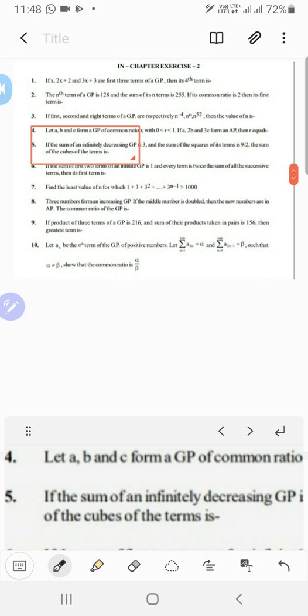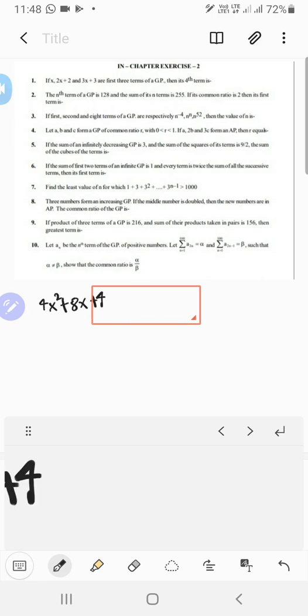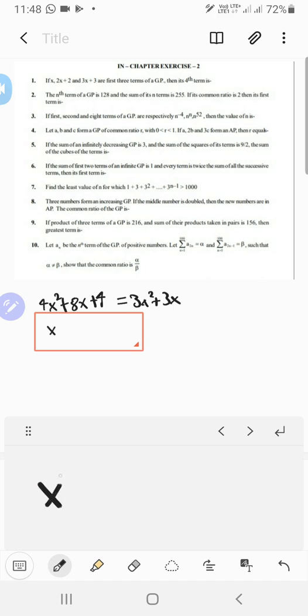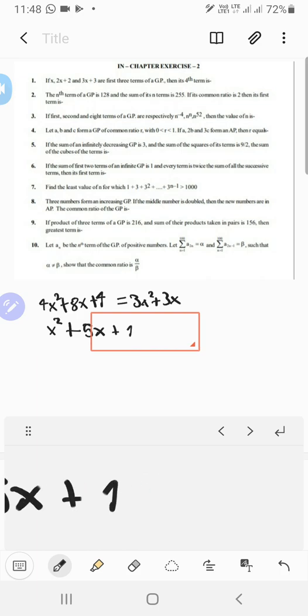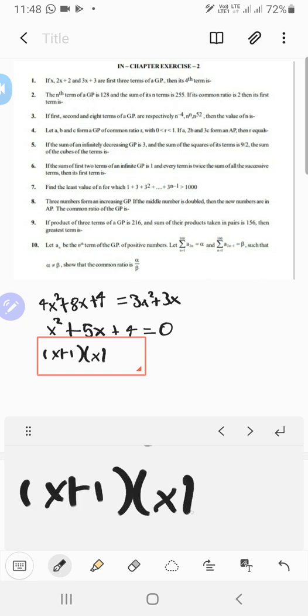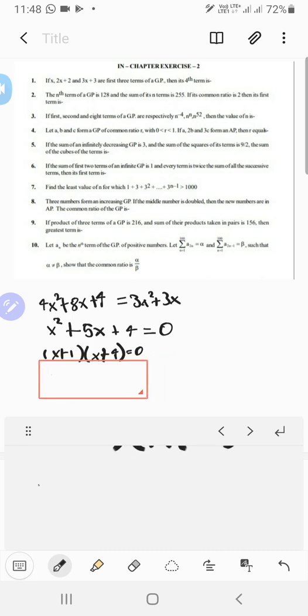So let's do this. It's going to be 2x plus 2 whole squared is the same as saying 4x squared plus 8x plus 4, and this is going to be the product of the first and last term, which is 3x squared plus 3x. Okay, that's nice. So this can be simplified further to give us x squared plus 5x plus 4 is equal to 0. So this can be factored as x plus 1 into x plus 4 is equal to 0. So x equals minus 1 or x equals minus 4.